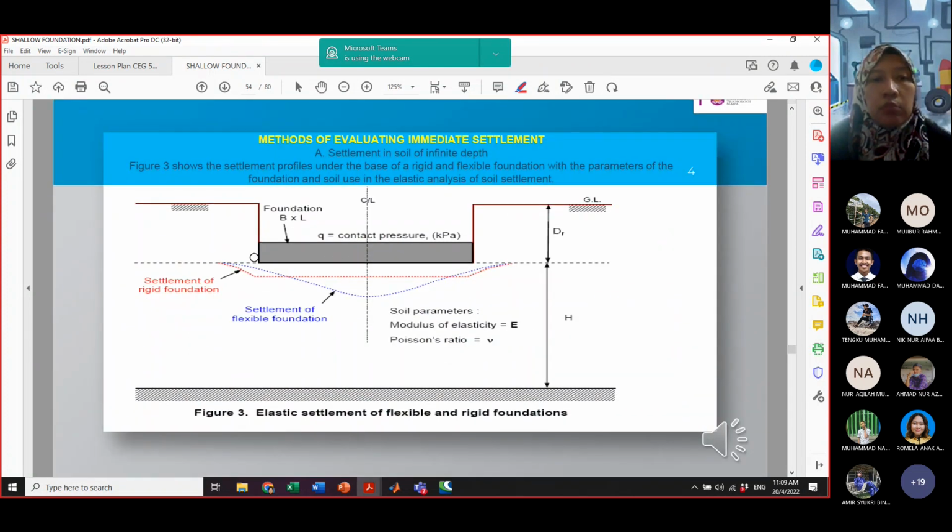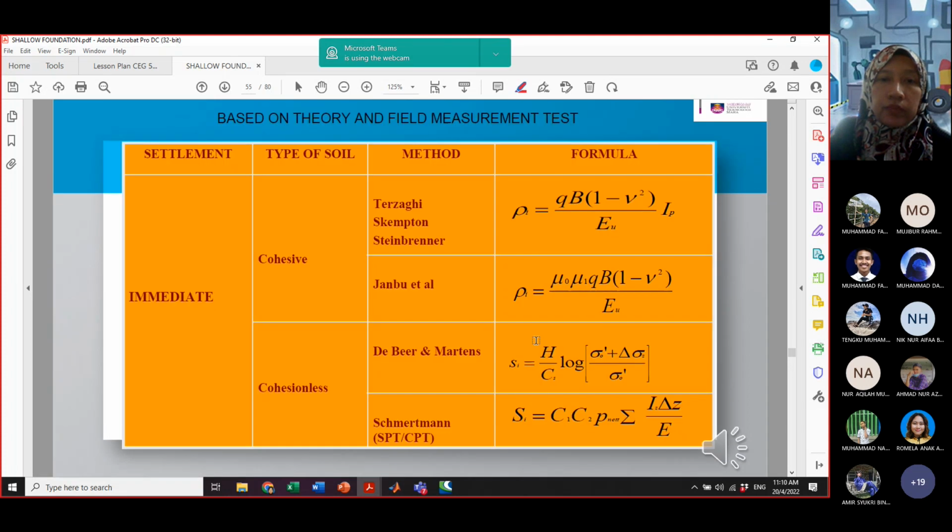Okay, settlement ni bergantung kepada awak punya foundation juga. Tadi saya hanya explain kan, kita ada different type of foundations, dia punya shape, dia punya size kan. Other than that, dia bergantung kepada sama ada foundations kita tu adalah rigid ataupun dia adalah flexible. And also to the soil itself, soil profile, soil parameters, for example, Young modulus dan juga Poisson ratio, the founded depth EF dan juga H.